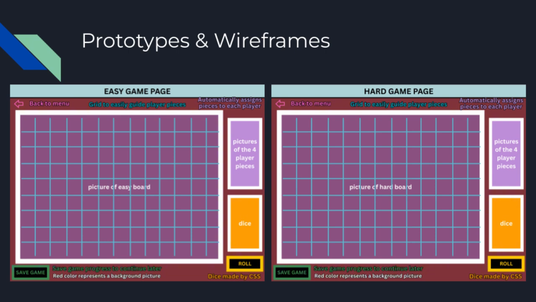The main difference between easy and hard is that easy will have more ladders and fewer snakes, while hard will have more snakes and fewer ladders. Lastly, there is a button to move back to the menu, but before you do that, you should save the game.